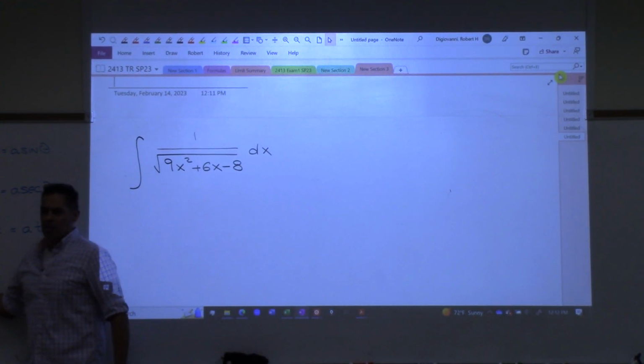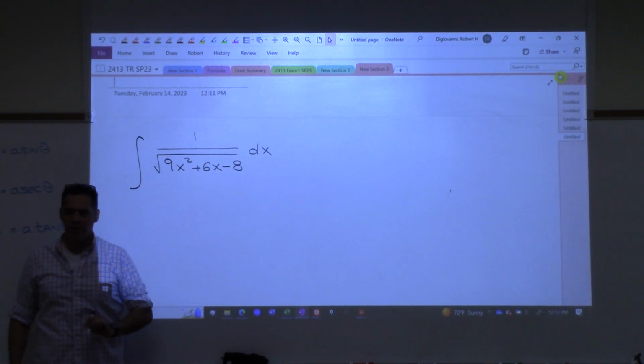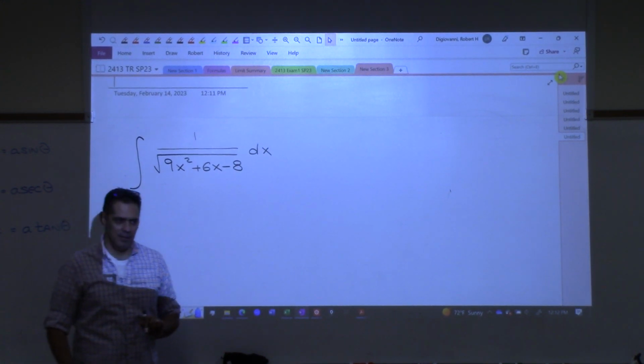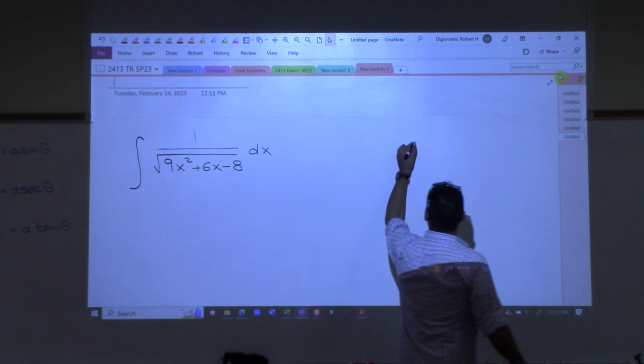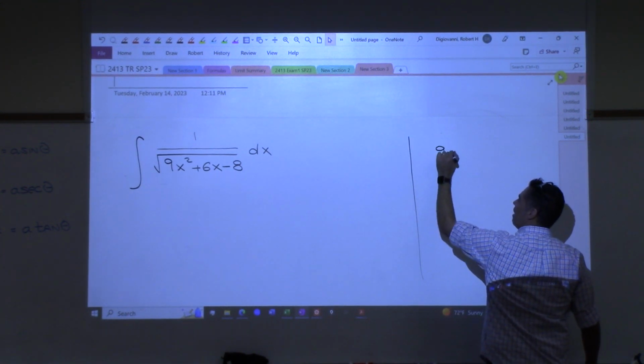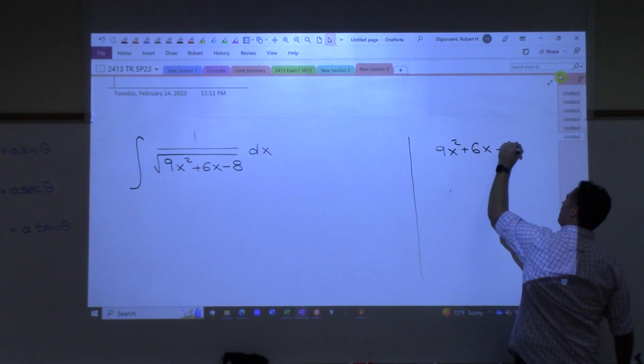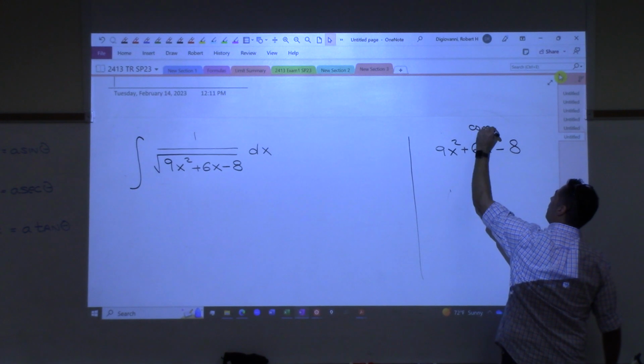So to do that, we're going to look at the quadratic under here, and we're going to complete the square first. All right? So this is a side step. I'm taking 9x squared plus 6x minus 8, and I'm going to complete the square.